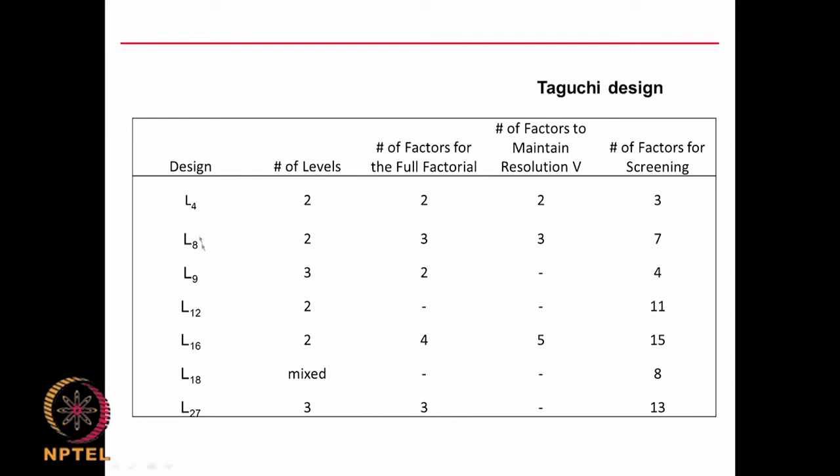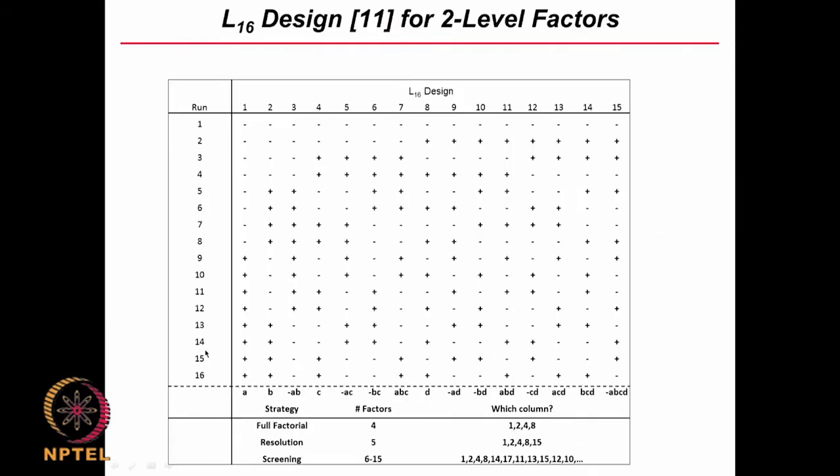Then, just like L4, L8, L9, L12, you also have the L16 table. There are 16 runs. This indicates the number of runs. You have 16 runs here. So, I can do a full factorial; 2 raised to the power 4 is a full factorial, right? 2 into 2 into 2 into 2, 4 times.